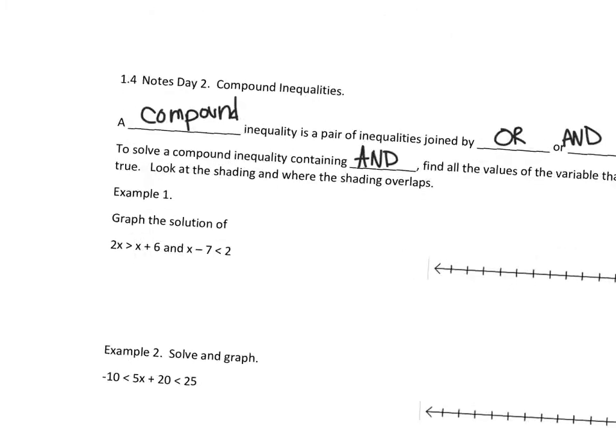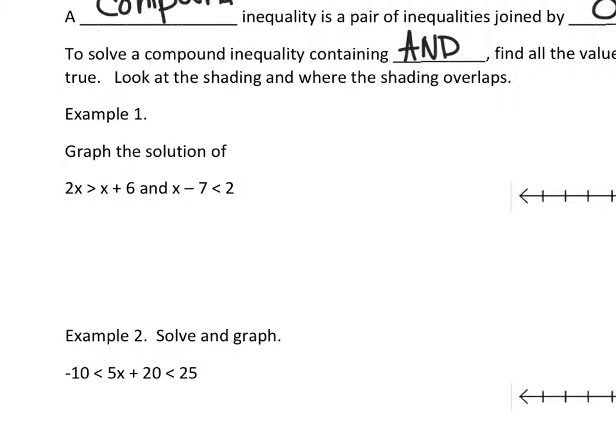So first example, graph the solution. 2x is greater than x plus 6 and x minus 7 is less than 2. So this is an "and." I'm going to solve this inequality, and then I'm going to solve the right inequality, and we're going to see where the red and the blue overlap. Solving here, I would subtract x from both sides. So x is greater than 6.